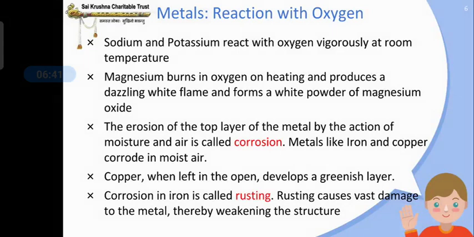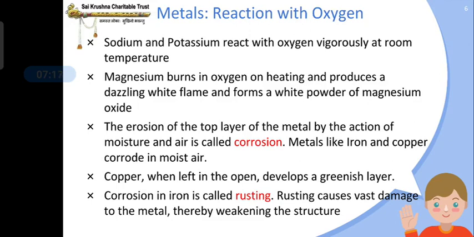Next, metals' reaction with oxygen. So sodium and potassium react with oxygen vigorously at room temperature. Okay, so if you keep sodium and potassium in oxygen, what happens? It reacts vigorously, it reacts rapidly. And magnesium burns in oxygen on heating and produces a dazzling white flame and forms a white powder of magnesium oxide. This we have seen in the science lab. Yes or no? So when you burn magnesium ribbon, what happens? A white colored flame is produced.